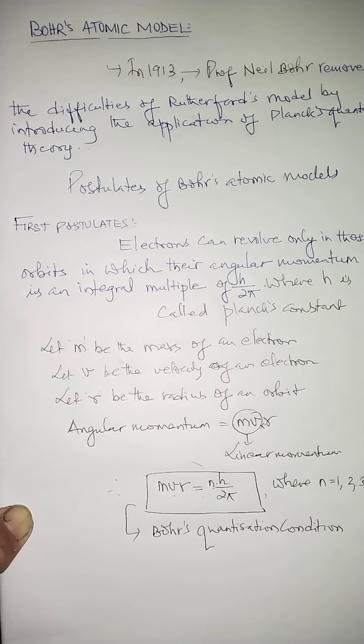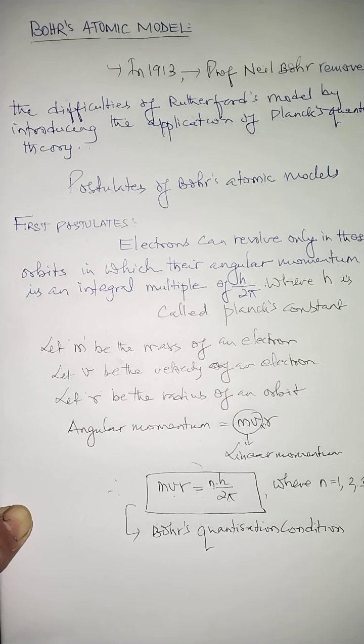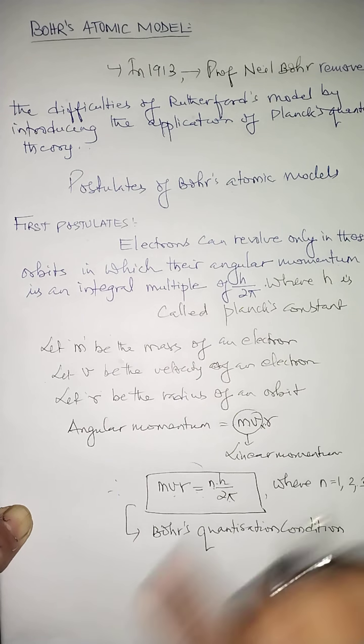So from the first postulate we get Bohr's quantization condition. That's why, children, in the examination if you are asked to write Bohr's quantization condition, you need to write the first postulate. From this postulate we can say that the electron can revolve only in certain discrete orbits, not in all orbits.